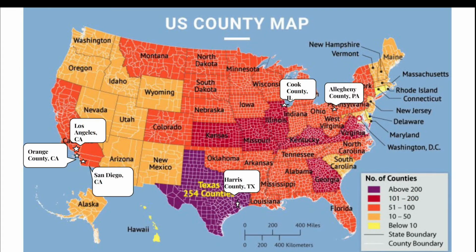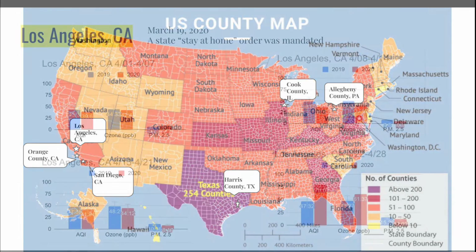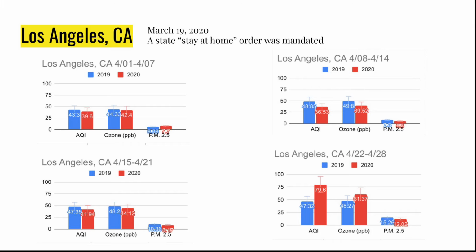The 5 most populous counties within the United States can be found right here. I looked at Los Angeles, Orange, San Diego, Harris, Cook County, and just for an added bonus, I looked at our home county, Allegheny. So as you can see, I calculated the AQI, ozone, and PM 2.5 for each week for Los Angeles. The stay-at-home mandate was March 19th, which is prior to the dates I examined, and as you can see, there is a difference between the 2020 and 2019 data.